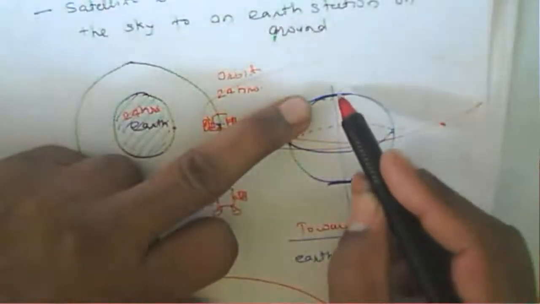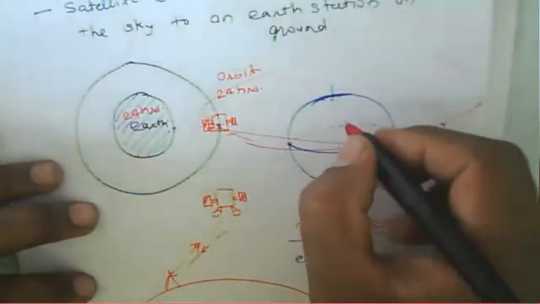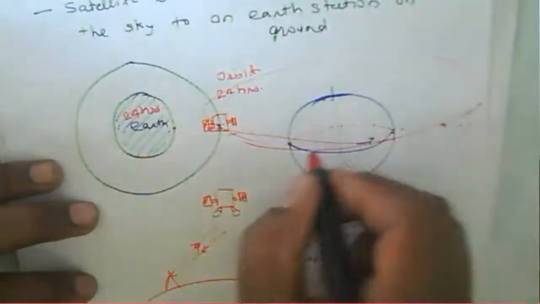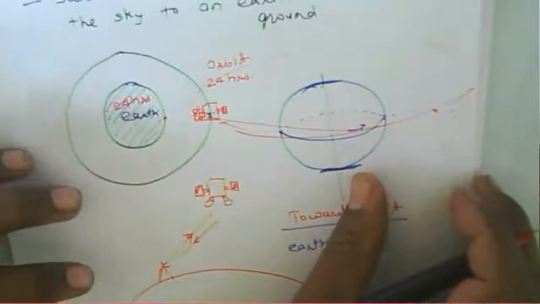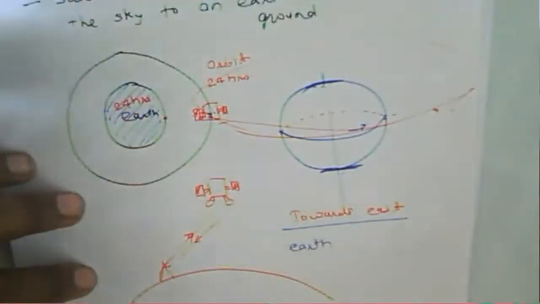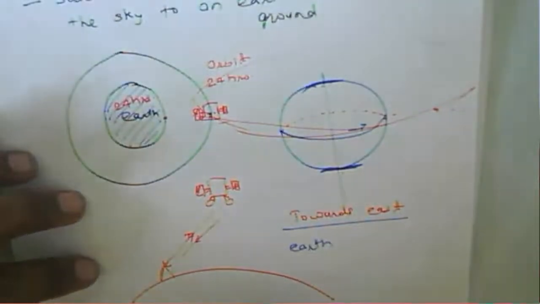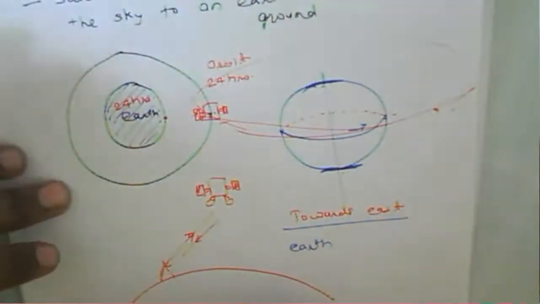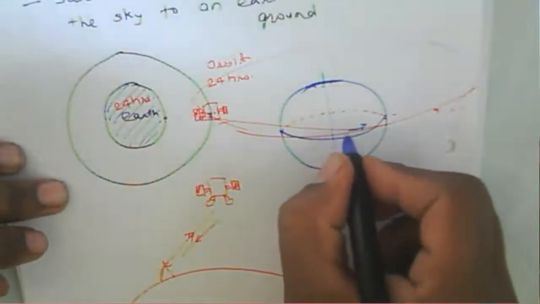If that orbit is considered in the north and south, it will be difficult to match the velocity, or we can say, match the particular period. That's why the satellite is to be placed on the equator, so that the Earth's rotation period and the satellite's orbital period will be matched.